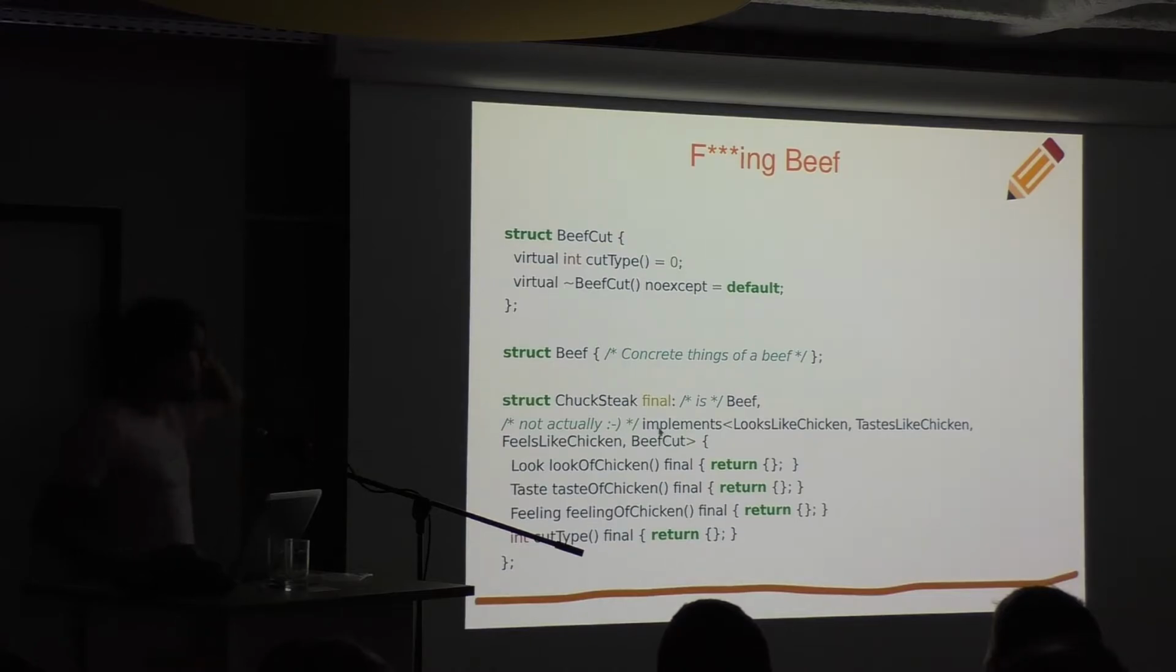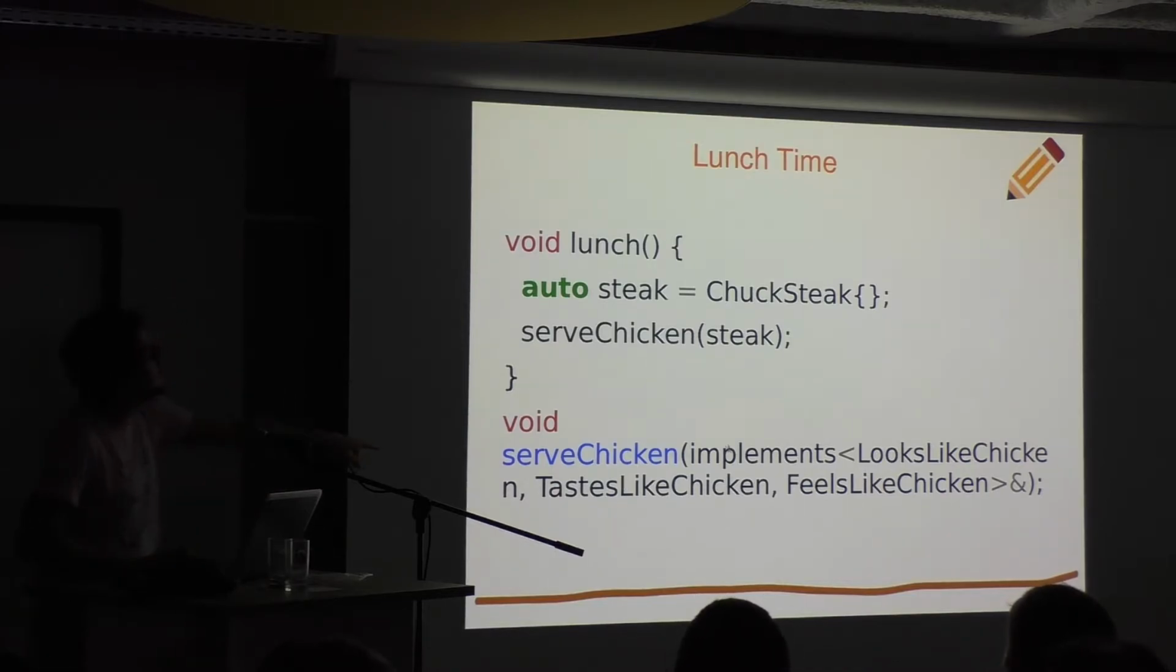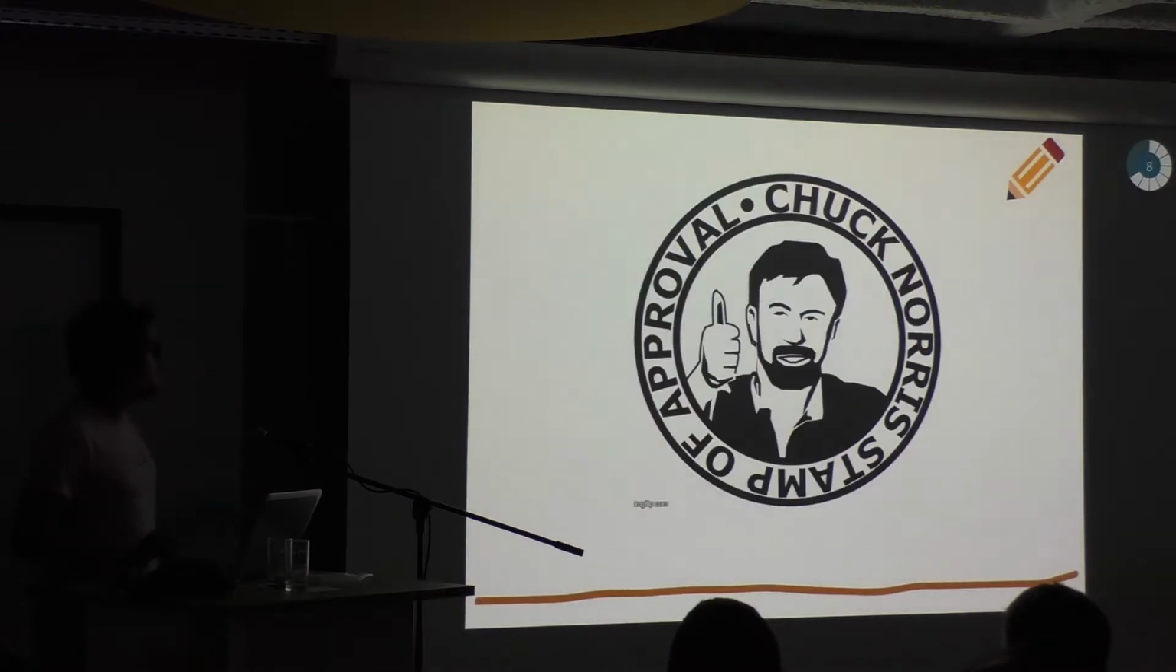And my chuck steak looks like chicken, tastes like chicken, and feels like chicken. And it also implements beef cut. So it implements all the required methods. It's a final class. So now I can serve it. I can create my steak, which is beef, but it does everything that's required to serve it as chicken. So it tastes like chicken, looks like chicken, feels like chicken, but it's beef, and I can use it. So just again, to restate the serve chicken function. So Chuck Norris approves it.